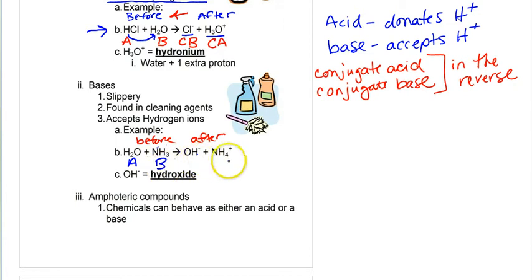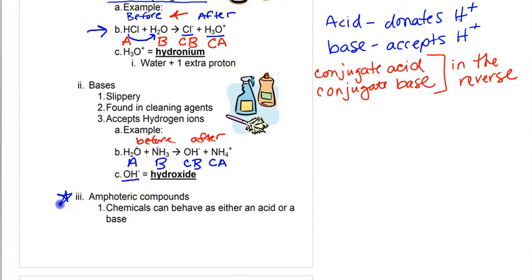So in the reverse, the ammonium ion would have to donate the hydrogen ion to the hydroxide. So this is the conjugate acid, and the hydroxide would have to take it in order to make our water. So this would be the conjugate base. So hydroxide, you should remember, is one of your polyatomics that you had to memorize.